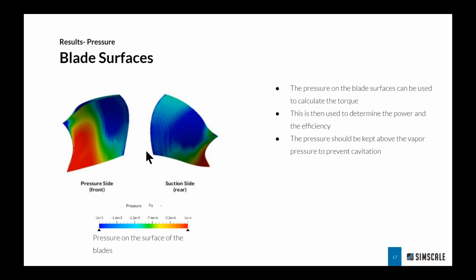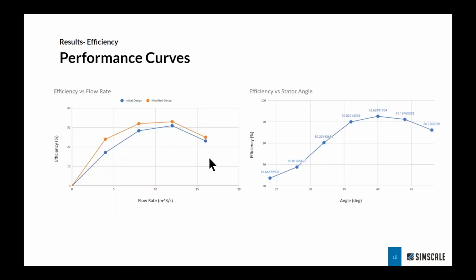Now, since we have the power and efficiency at these different operating points, let's look at some performance curves that we can generate. On the left is a typical performance curve of efficiency versus flow rate. If you recall, I studied my design at a couple of different operating points: 16 meter cube per second, 12, and a few others. This is a comparison of the initial design and the modified design, which I had shown you, and you can see that there is a significant improvement in the efficiency, especially at lower flow rates.